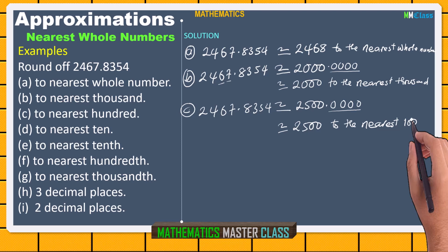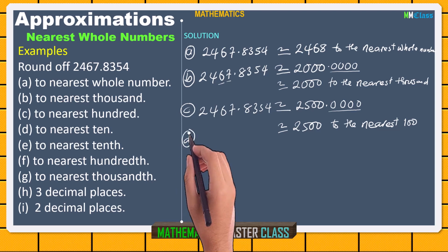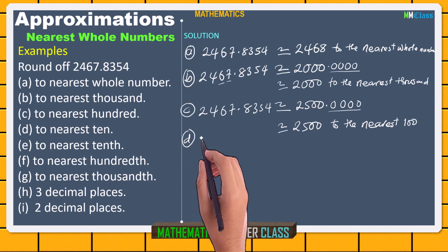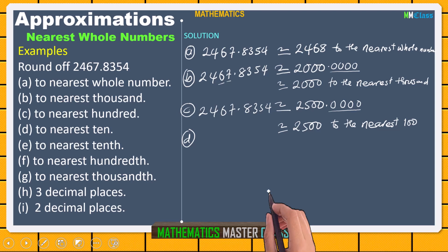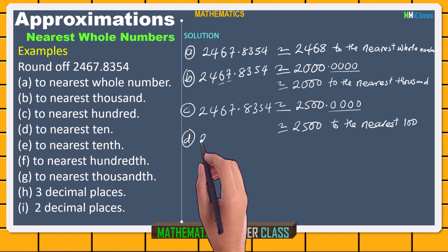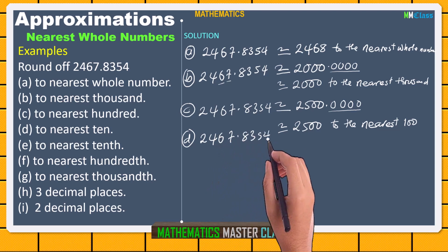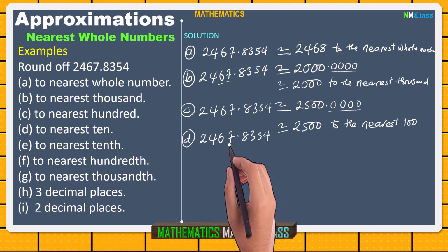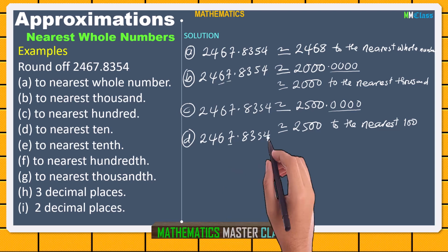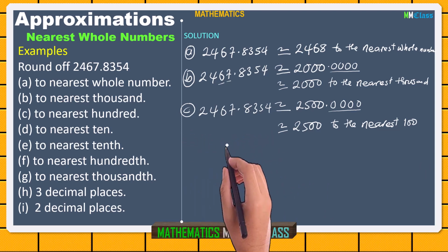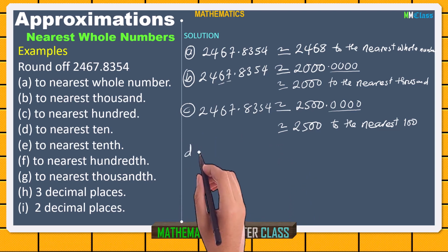Let's consider the D, to the nearest 10. Now we know 10 has 1 zero, and if you consider the number 2467.8354, this is the position of 10 here. This 7 will be turned to 0. But before we turn the 7 to 0, is it a number to round up or a number to round down? Is 7 a number to round up or a number to round down?